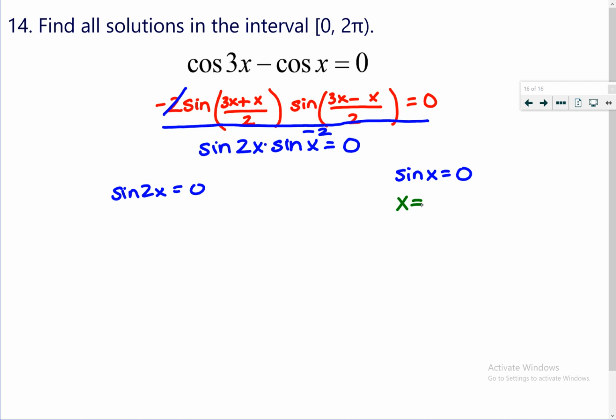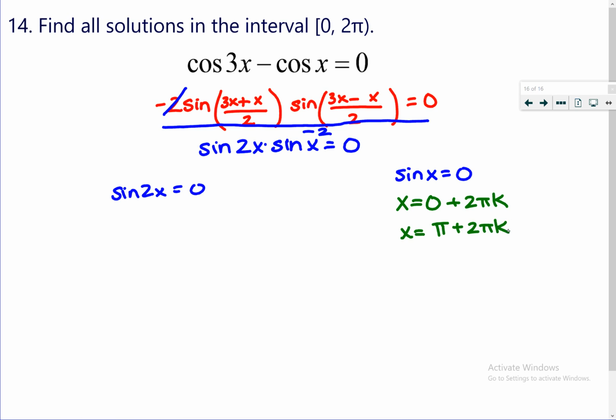Between 0 and 2 pi. 0 plus 2 pi k, right? And then there's one other place where sine equals 0. Pi plus 2 pi k. All right, those are all the answers for that one.